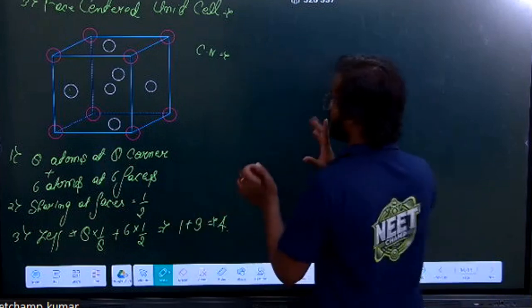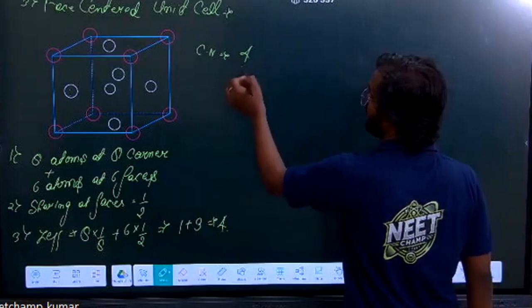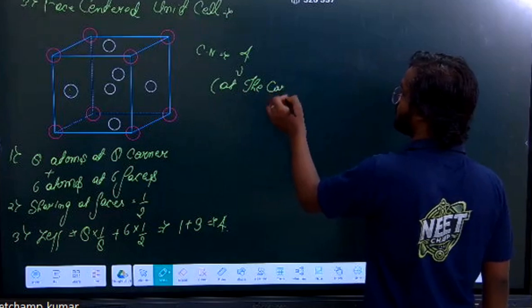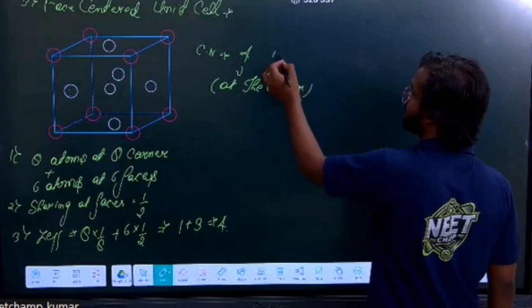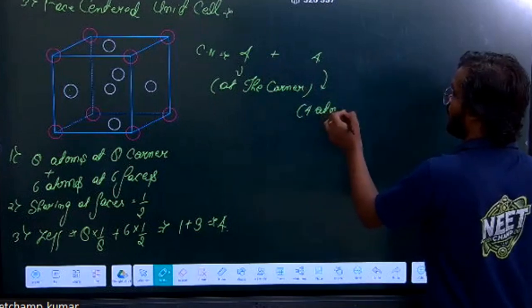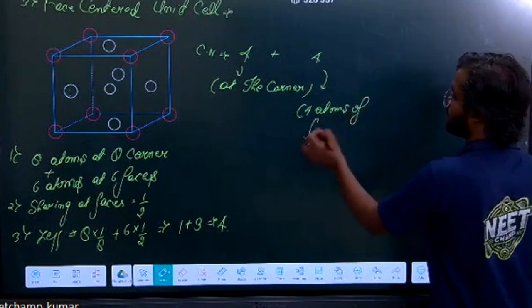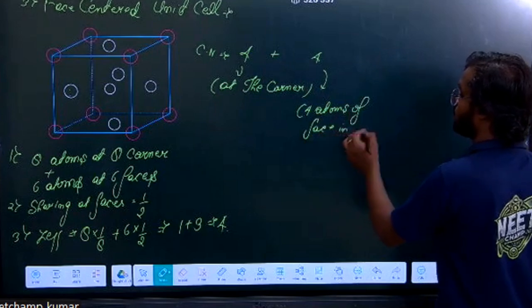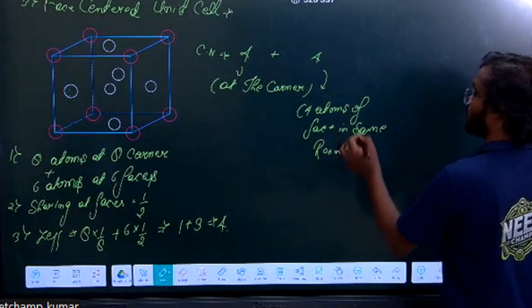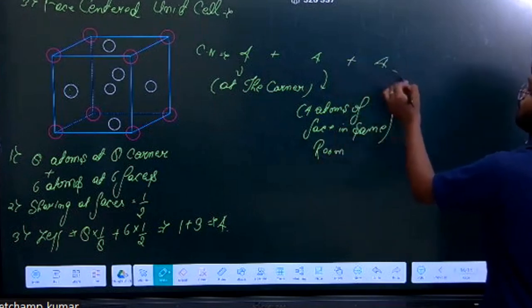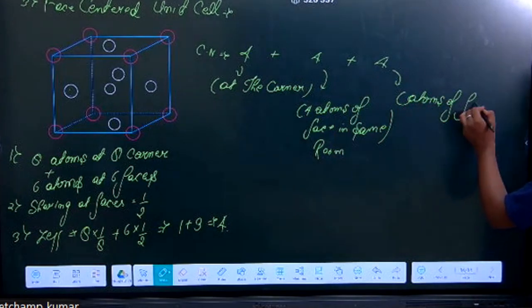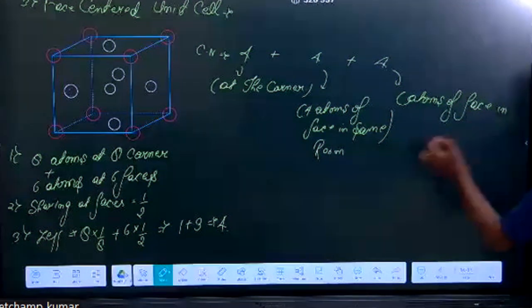So try to understand again. There are four atoms at the corner. It is touching the four corner atoms. I'm writing like this because it is a little complicated. Second, four atoms of face in same room, plus four atoms of face in adjacent room.